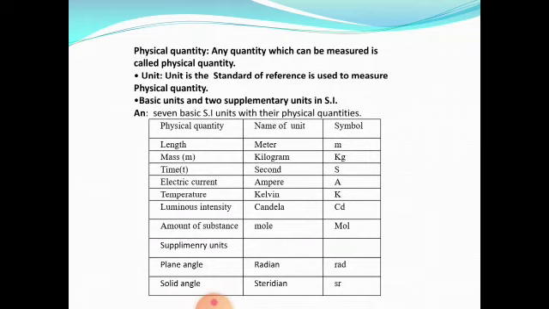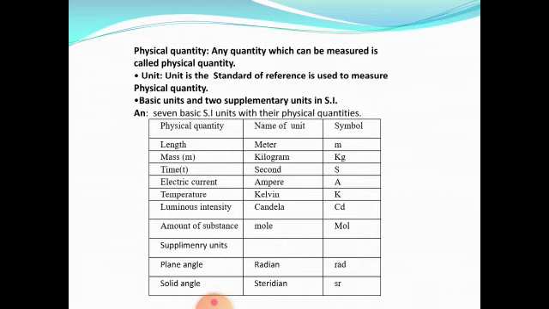Fundamental units: units of fundamental physical quantities are called fundamental units. Example: the unit of length, the unit of mass, the unit of time. Here the unit of length is meter, the unit of mass is kilogram and the unit of time is second. The derived units: the units of physical quantities which are derived from the fundamental units are called derived units.